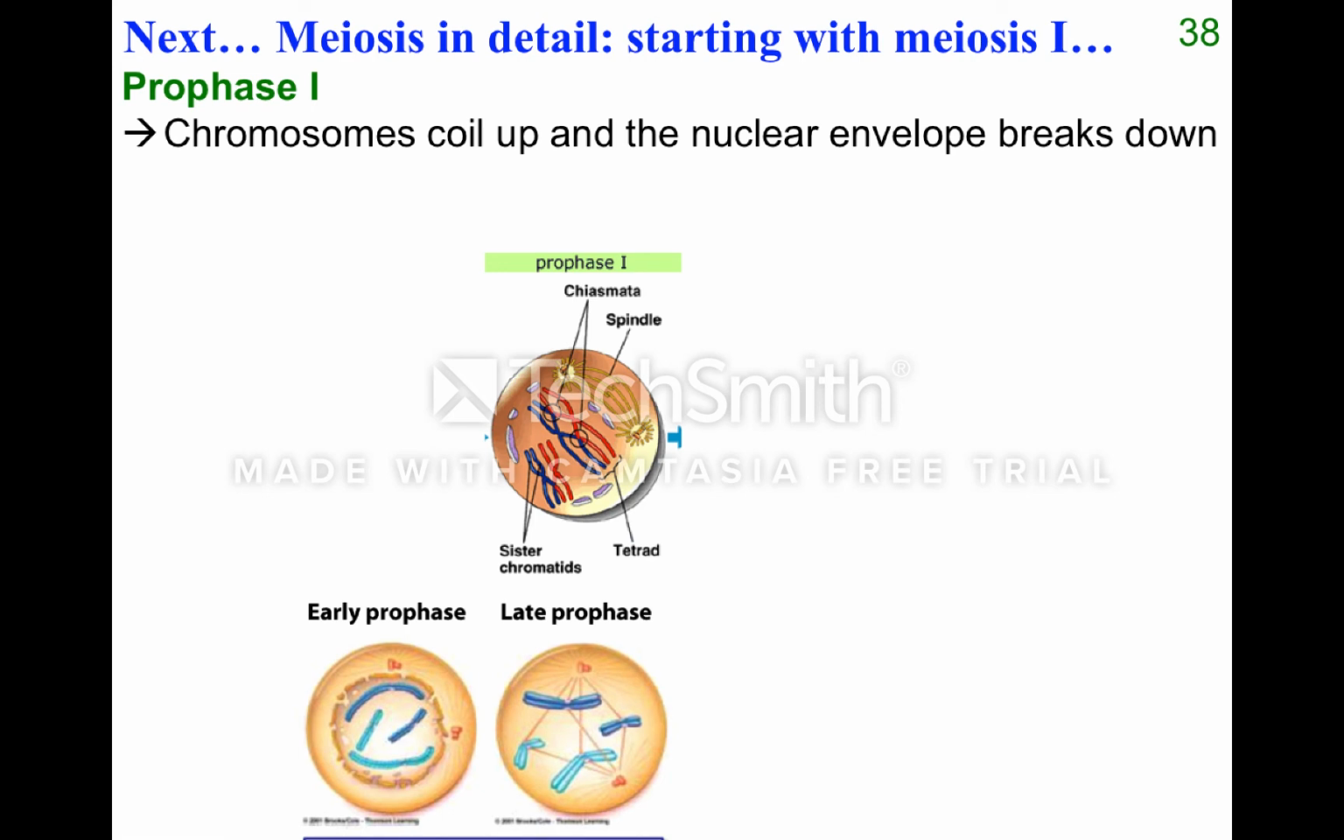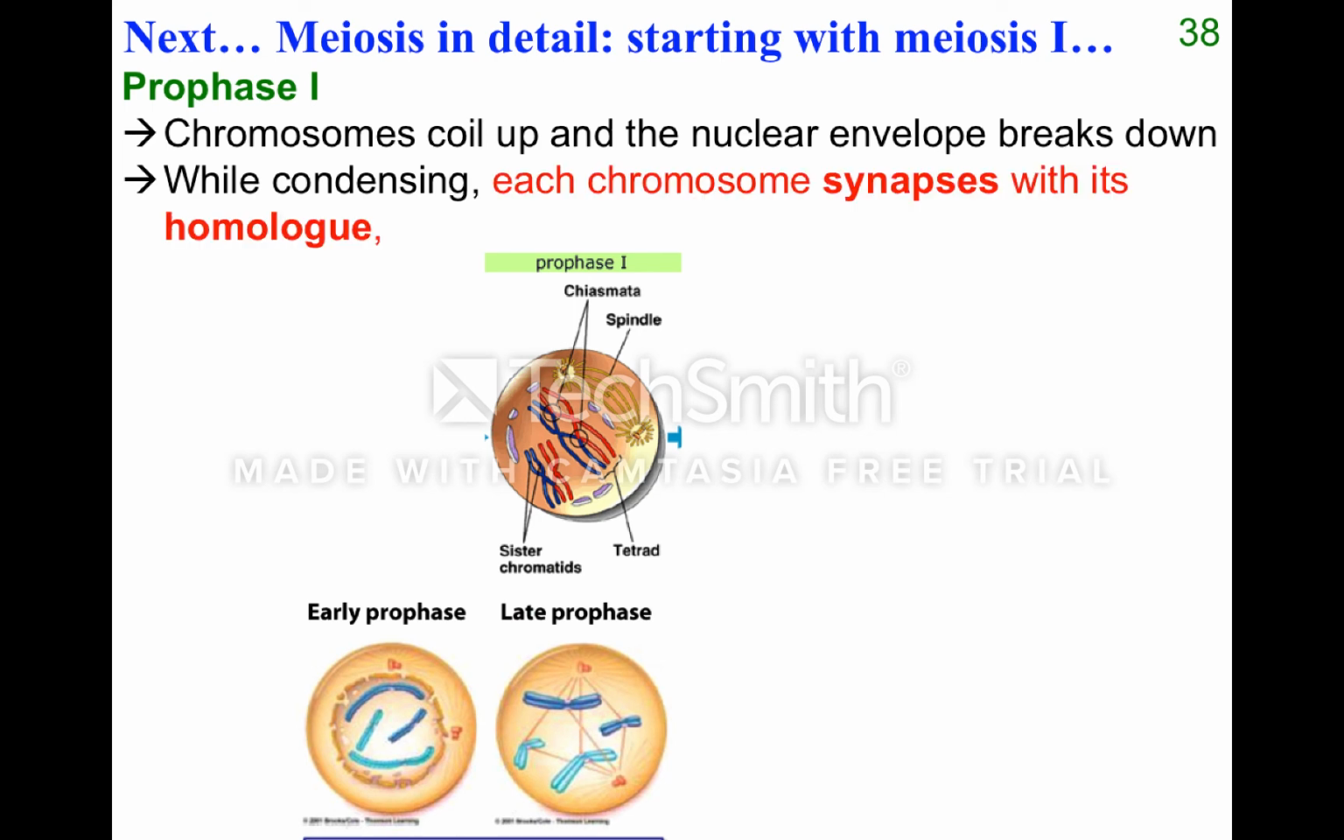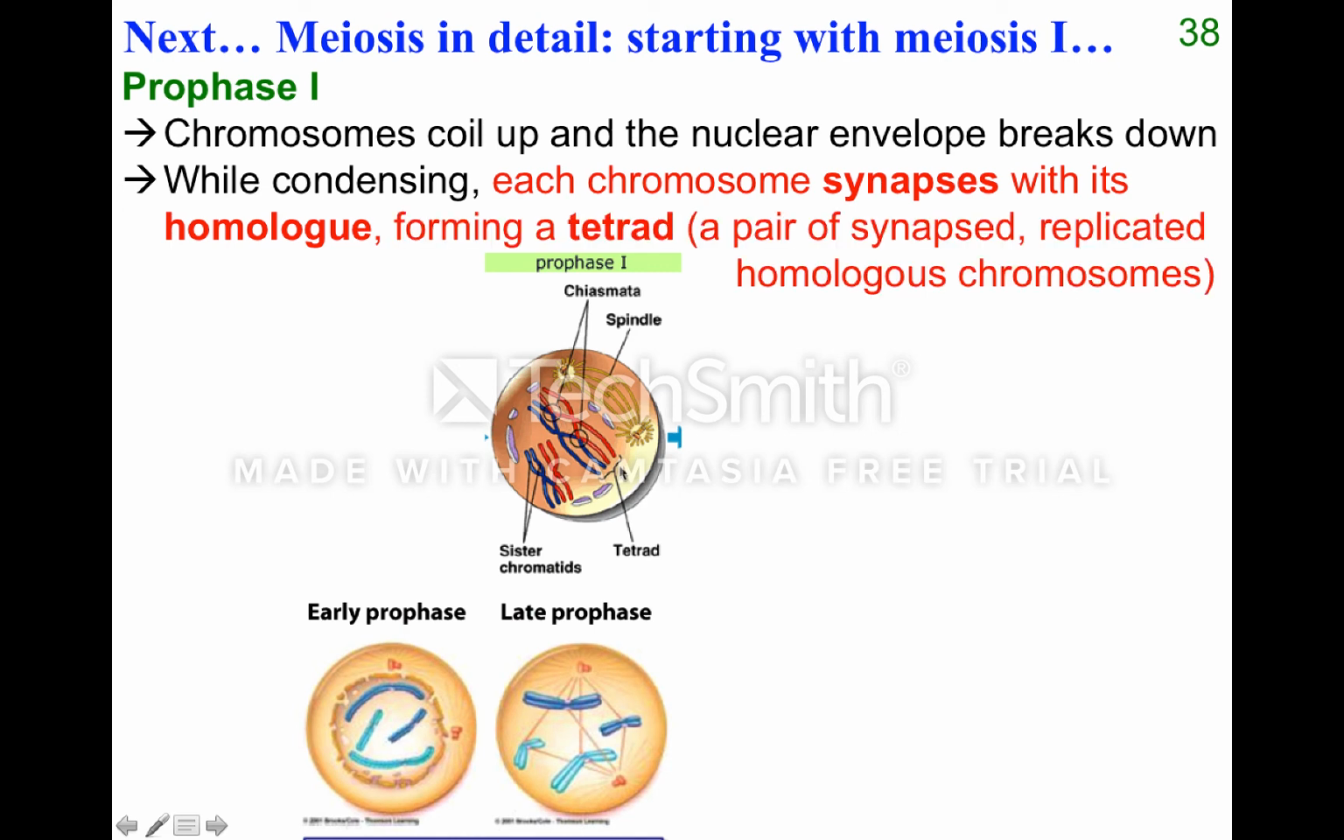So in prophase 1 of meiosis, the chromosomes coil up, the nuclear envelope breaks down, all of which is the same as mitosis. And as the chromosomes are condensing, here's something that's new. The chromosomes are actually synapsing with their homologue. So this chromosome and this chromosome are a homologous pair, right? And they're synapsing, sticking together, forming close associations in order to form a tetrad. So notice that a tetrad is this structure here: 2 homologous replicated chromosomes stuck together, so there are 4 DNA molecules stuck together.